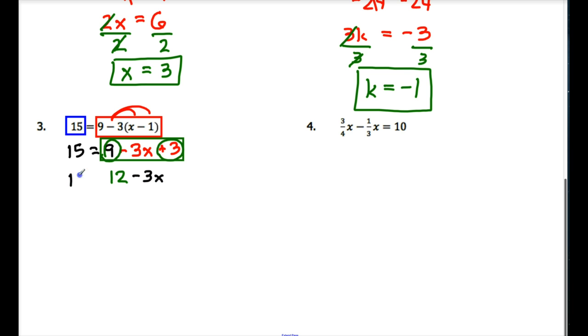So notice again, I have not moved anything over the equal sign. I haven't done any opposites. All I've done is simplify the right side of this equation, and now that I've simplified, I can start moving things over my equal sign and isolating x.